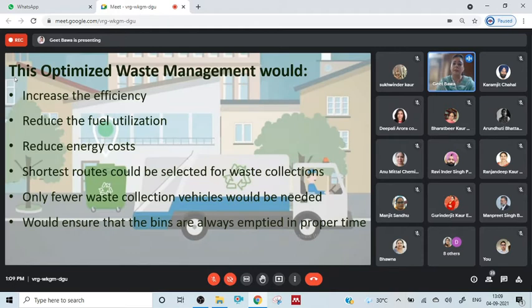This optimized waste management would increase the efficiency, reduce fuel utilization, reduce energy cost. Shortest routes could be selected for waste collections. Only fewer waste collection vehicles would be needed and would ensure that the bins are always emptied in proper time.